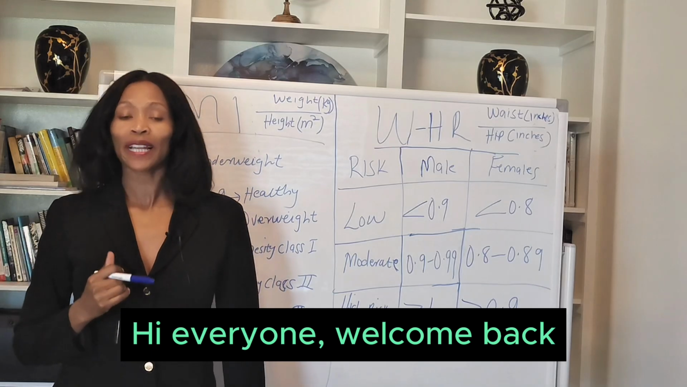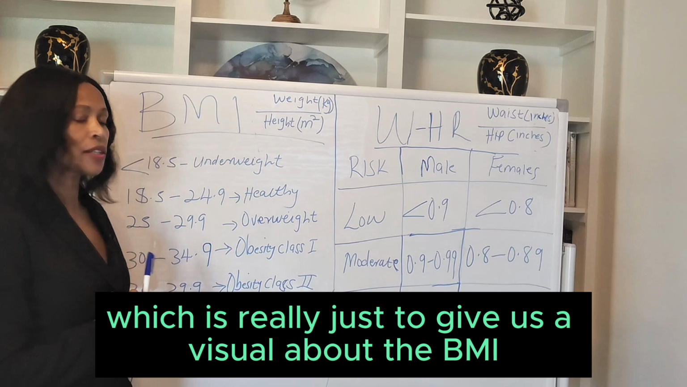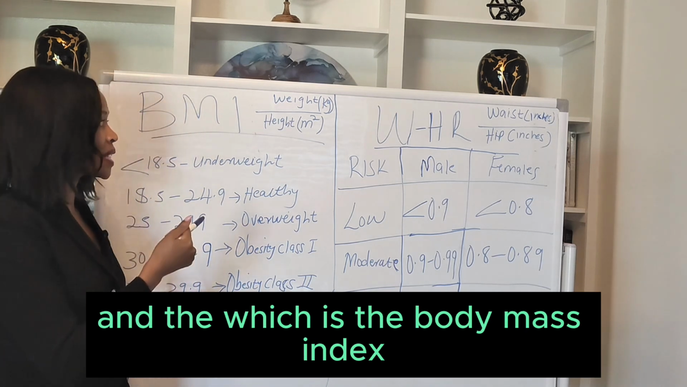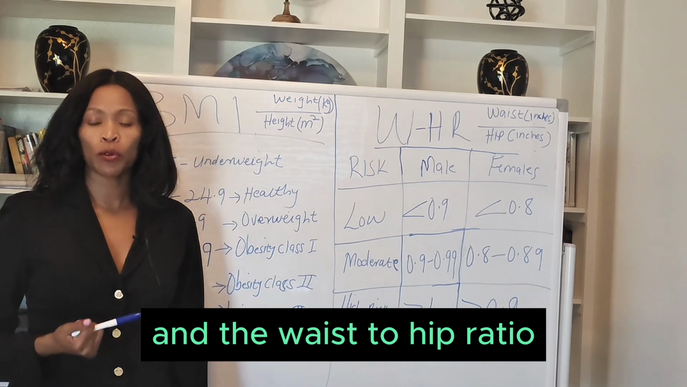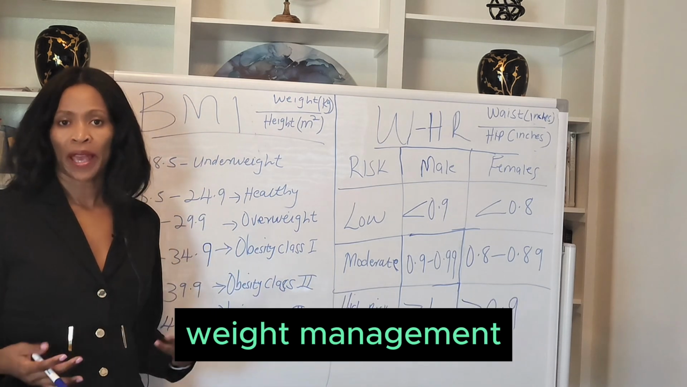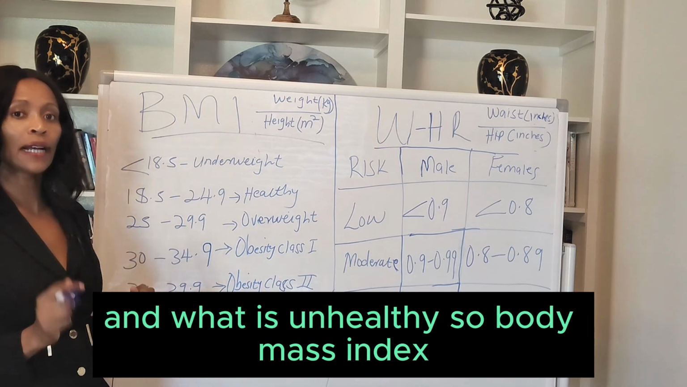Hi everyone, welcome back. This is a table which is really just to give us a visual about the BMI, which is the body mass index, and the waist to hip ratio, which is commonly what we use to determine the need for weight management, and what we use to determine what is healthy weight and what is unhealthy.